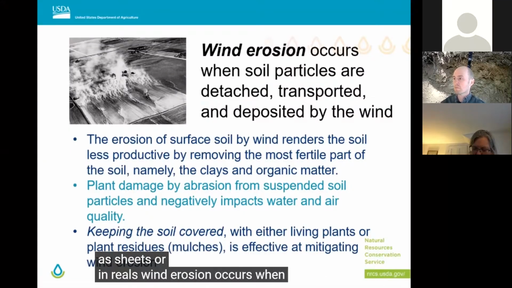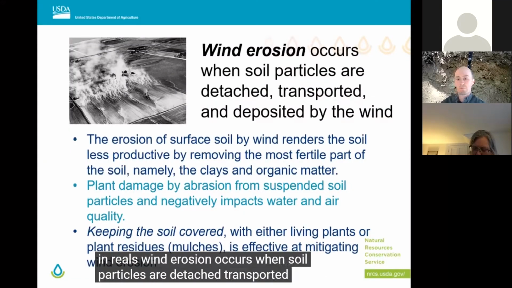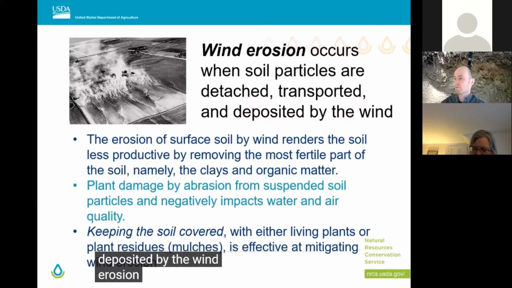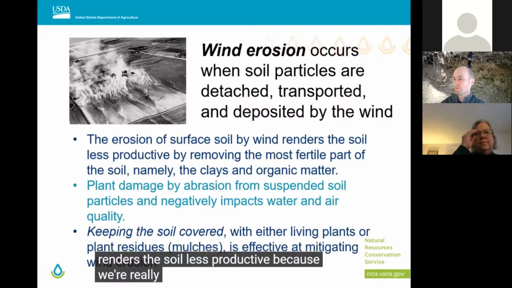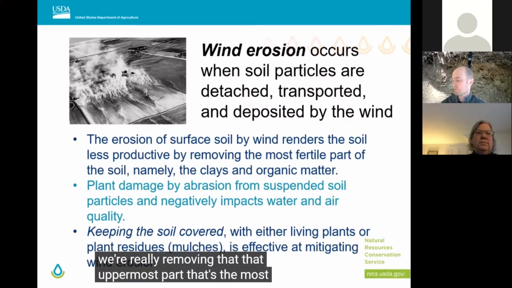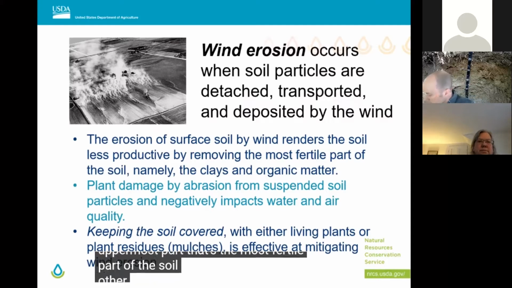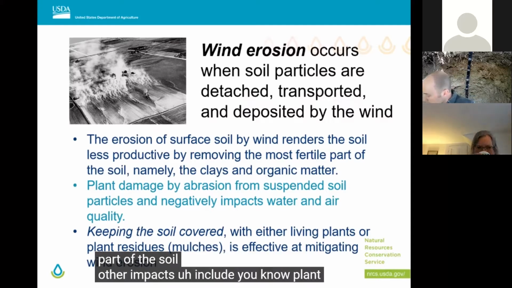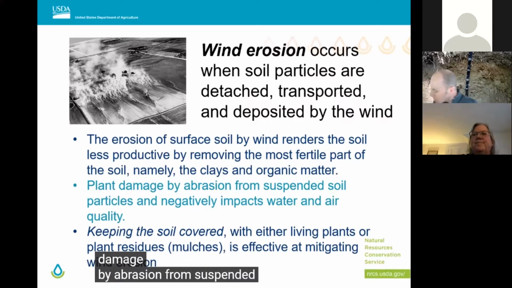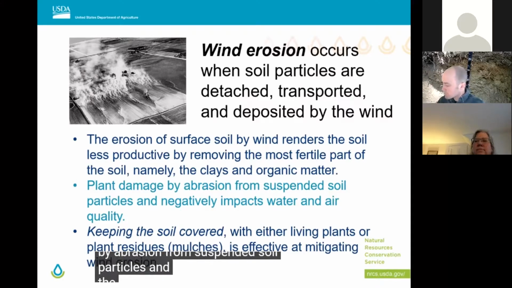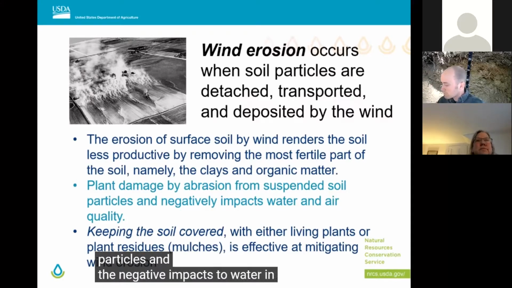Wind erosion occurs when soil particles are detached, transported, and deposited by the wind. Erosion of surface soil by winds renders the soil less productive because we're really removing that uppermost part, that's the most fertile part of the soil. Other impacts include plant damage by abrasion from suspended soil particles and the negative impacts to water and air quality.